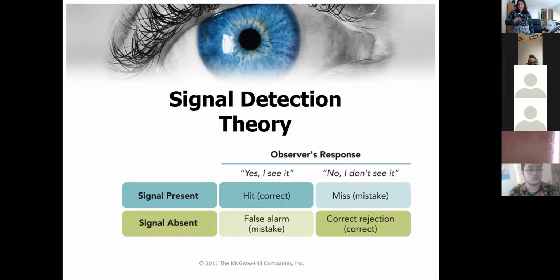If there was a signal present and the person said, no, there was nothing there, then that's a miss, a mistake. If there was no signal and you said, yes, there's something there, then that's a false alarm. And obviously that's a mistake as well. If there's no signal and you say, nope, nothing's there, then that's a correct rejection. So basically there are two ways to get it right: if there is a signal present and you say, yep, I saw something, or if there's not a signal and you say, nah, I didn't see anything. But if you say there was nothing there when there was, or you say there's something there and there wasn't, that's where you end up with misses or false alarms.